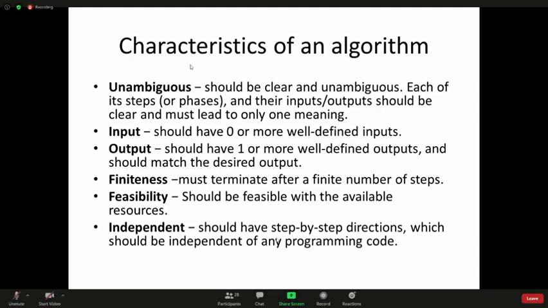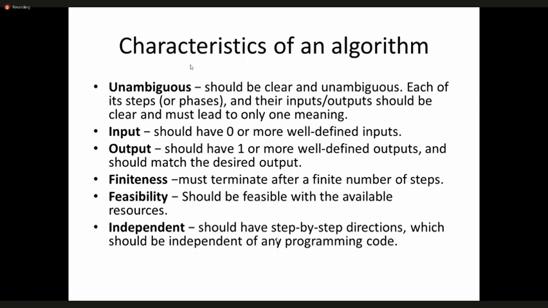Then the next feature is finiteness. It must terminate after a finite number of steps. Then feasibility should be there. It should be feasible with the available resources. Then independent. It should have step-by-step directions, which should be independent of any programming code. And those are the characteristics of an algorithm.